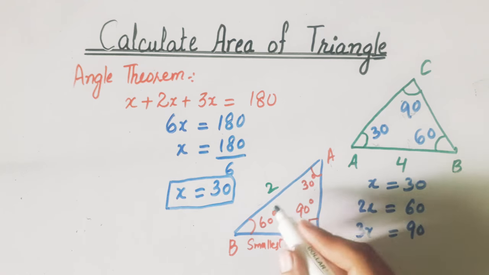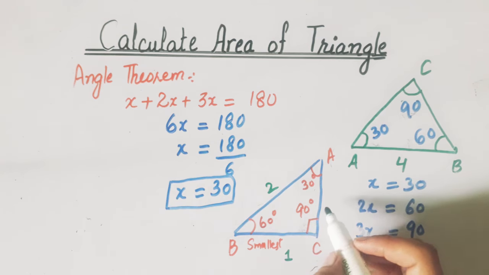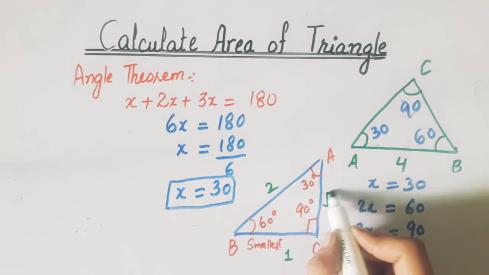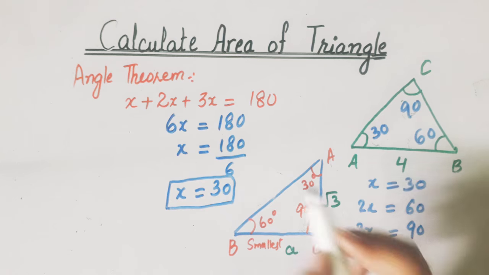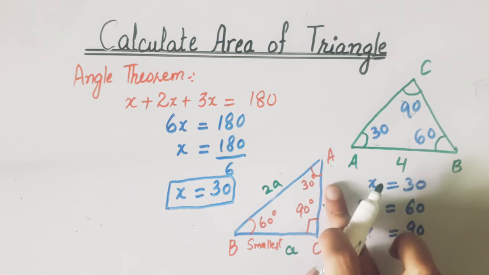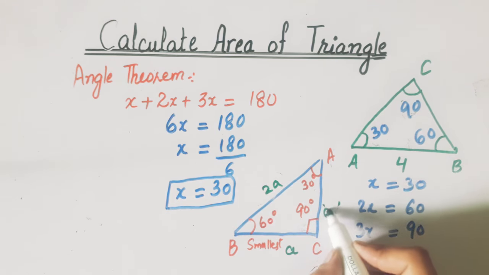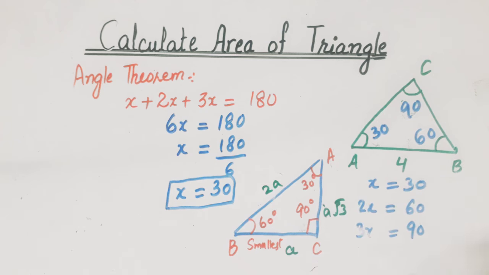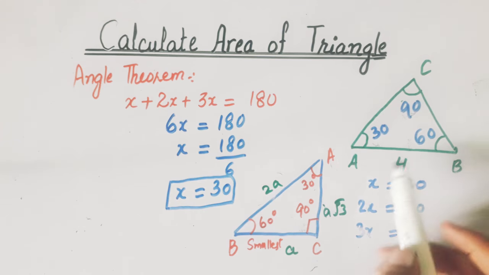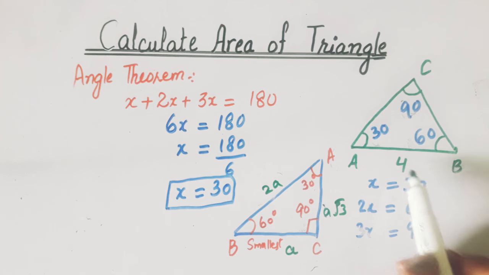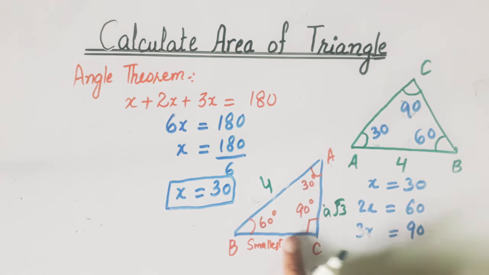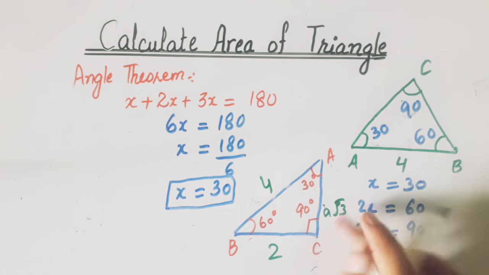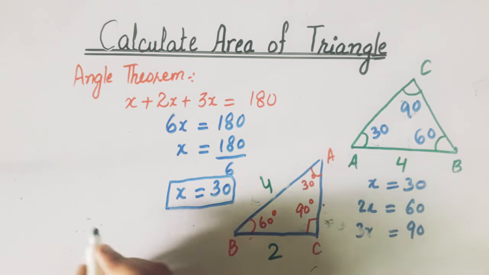And by the Pythagoras theorem, this side will be square root 3. And if we say this side is A, then this side will be 2A and this side will be A square root 3. Now by the given question, in this case, we have the longest side, that is 4. So this smallest side will be equal to 2 and this side we will calculate by the Pythagoras theorem.